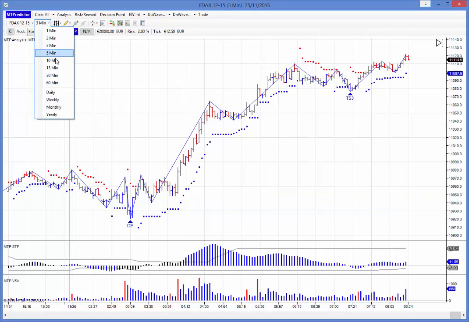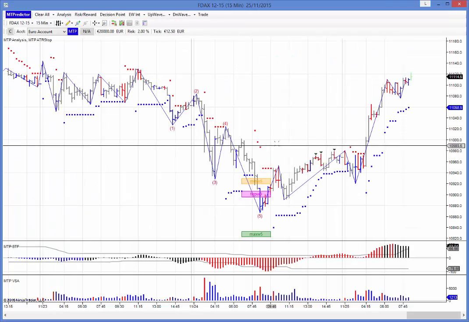Let's have a look at the higher time frame charts, because customers who are more experienced will move away from our STF color-coded indicator, because we know indicators are normally lagging, to look at the higher time frame chart. So for this, we'll go to a 15-minute chart.